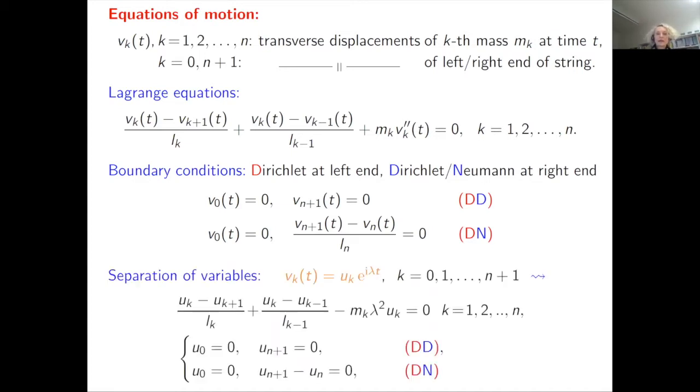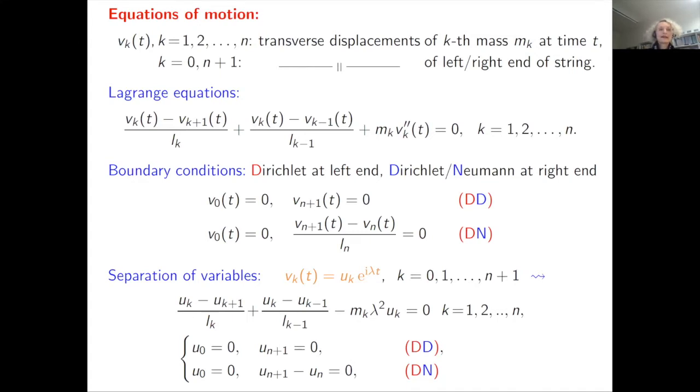Now, as usual, separation of variables in this form, v_k of t equal to u_k times e to the i lambda t leads to the following system. So from the Lagrange equations, we get these difference equations here. Here now the spectral parameter is lambda squared, which comes from the second time derivative. And then here we have the Dirichlet conditions and the Dirichlet-Neumann conditions for the amplitudes u_k.